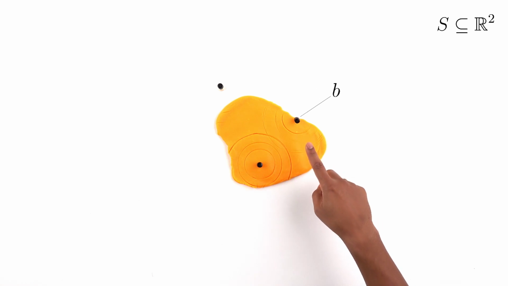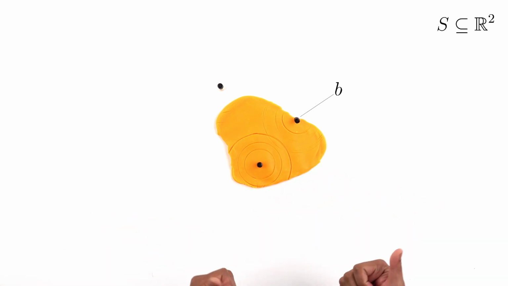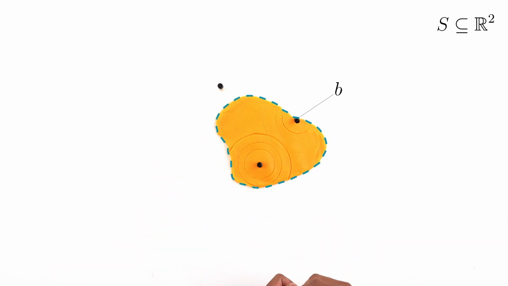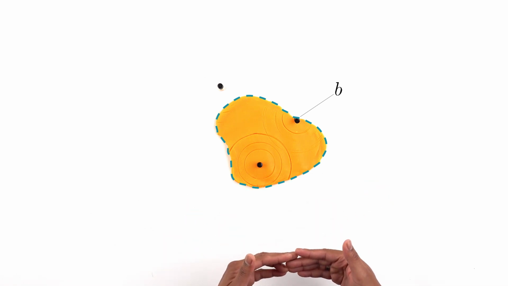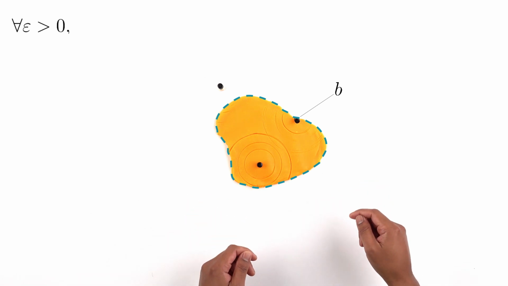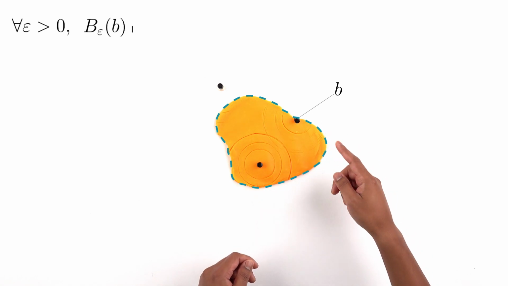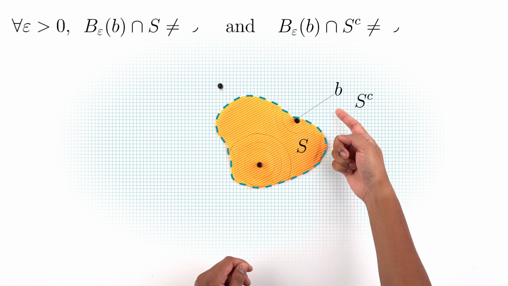Look at the point B. Is it a boundary point of S? Intuitively, yes. It is on the edge. Let's check that the formal definition matches this intuition. For every epsilon greater than 0, the open epsilon ball centered at B must intersect both S and S complement non-trivially.